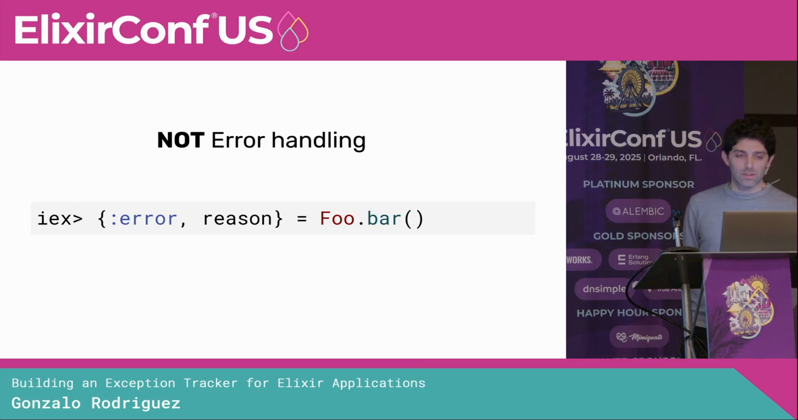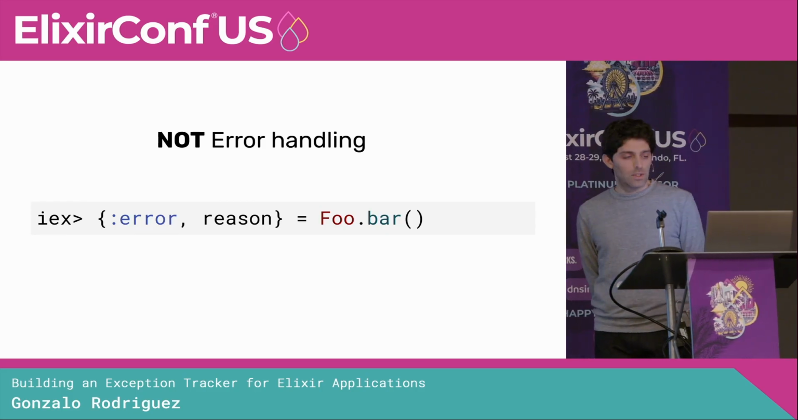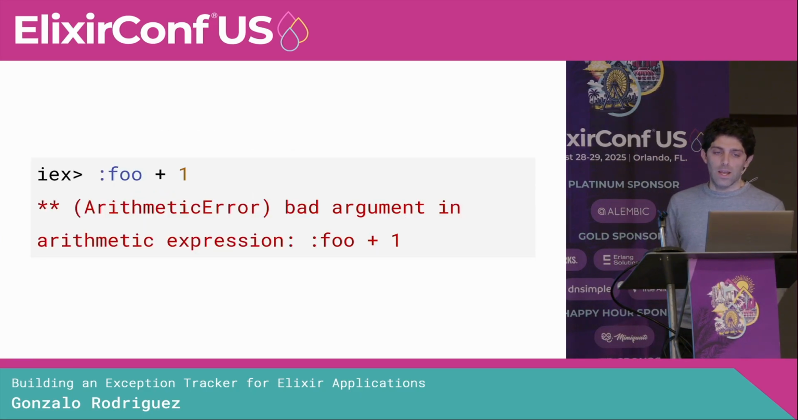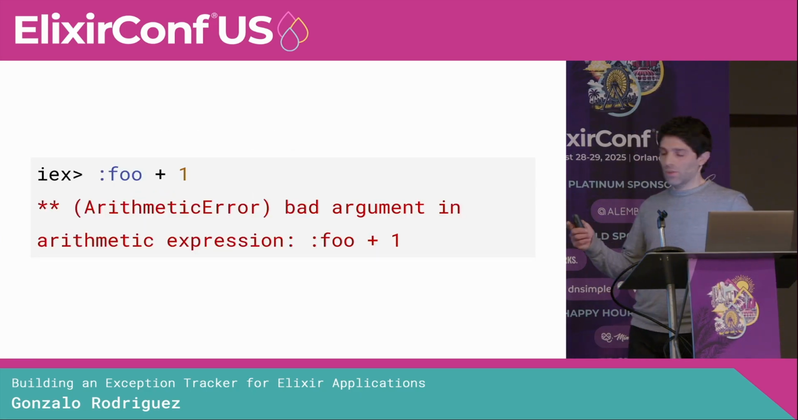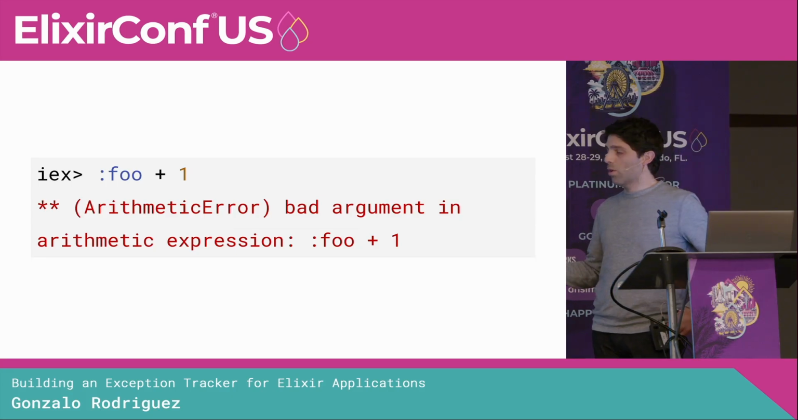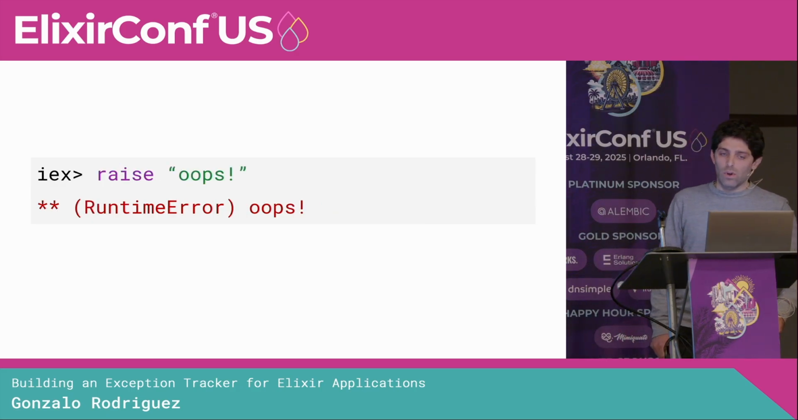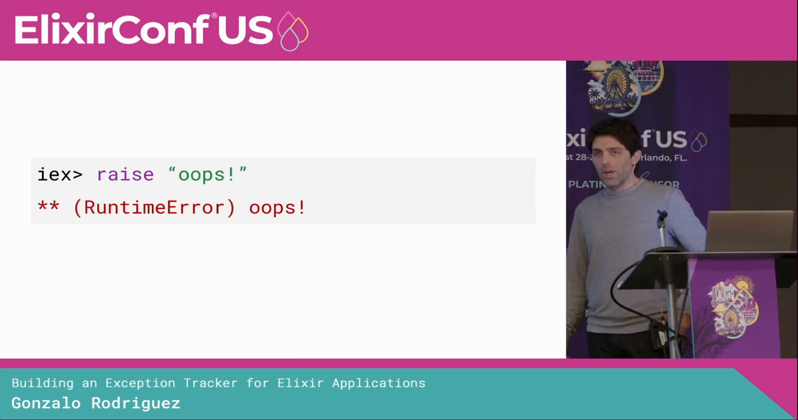I don't mean error handling like Elixir error tuples or expected user error flows. I mean actual exceptions, unexpected exceptions breaking the normal flow of an Elixir program, like in this case an arithmetic exception, or the manual raising of an exception.